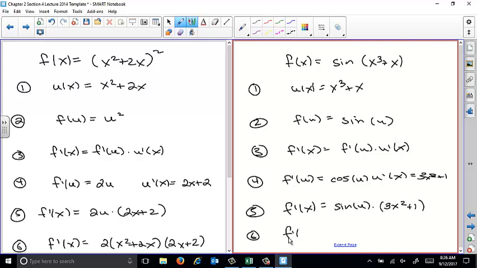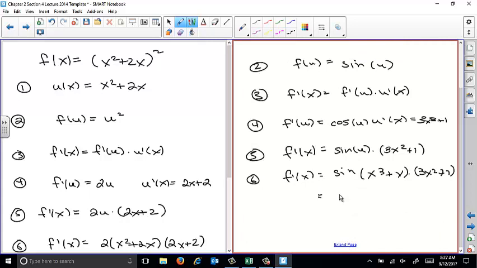And then what do I substitute? Let's see. Michaela, what do I substitute in here? Look up at the top. What is it? X cubed plus x? Is that what you said? Yes. Okay. So we go back to the first part of the problem and we just substitute that in. So you get sine of x cubed plus x times 3x squared plus 1.